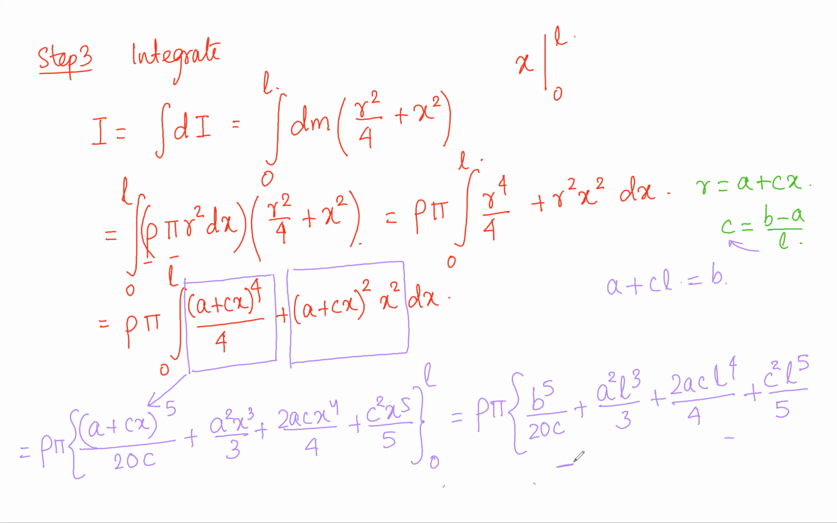Now if you put 0, these terms are going to become 0. But if you put 0 over here, you'll get a to the power 5 divided by 20c. Okay? It appears to be a very long and crazy calculation, but this is how you find out the moment of inertia of a cone or something like that with non-uniform radius. The density is constant, but the radius is not constant.